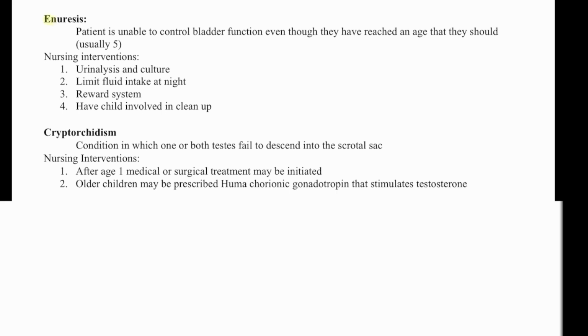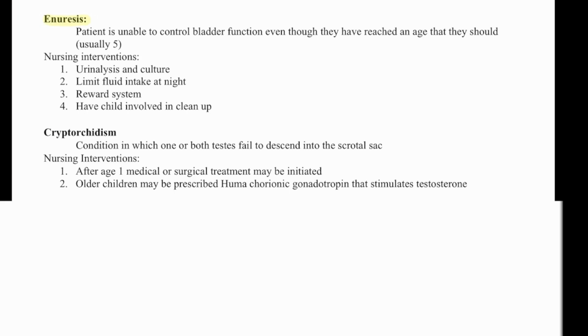Then we have enuresis. So this is when the patient is unable to control their bladder function even though they have reached an age that they should, which is usually 5. Nursing interventions are urinalysis and culture, make sure they don't have an infection going on, limit fluid intake at night, initiate a reward system, and have children involved in the cleanup.